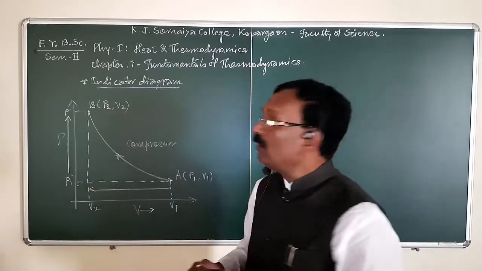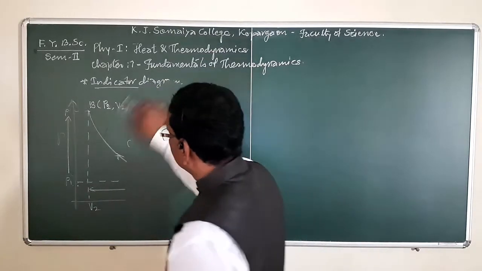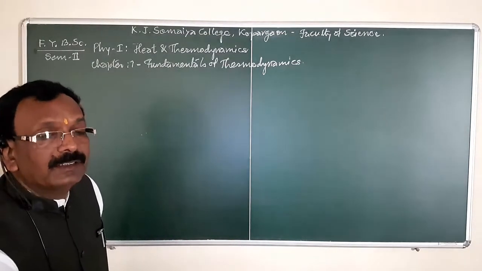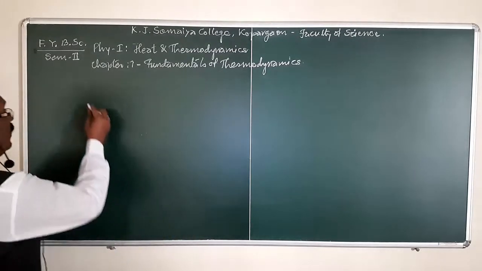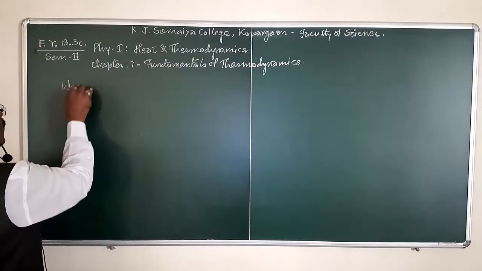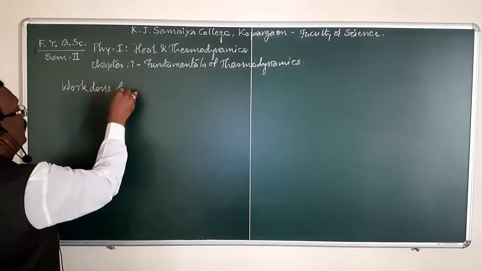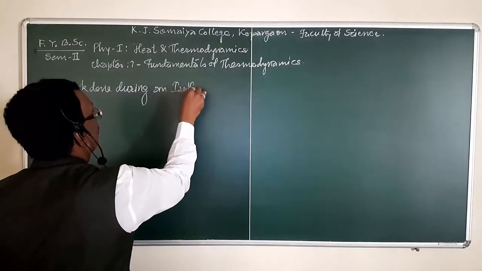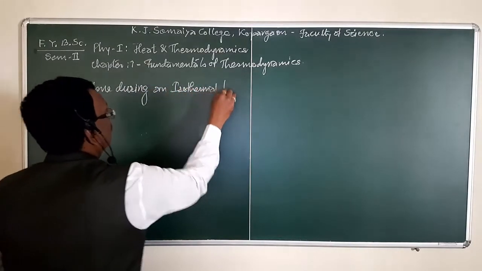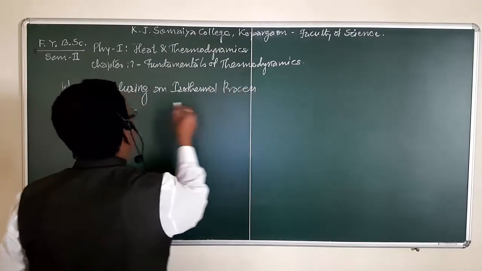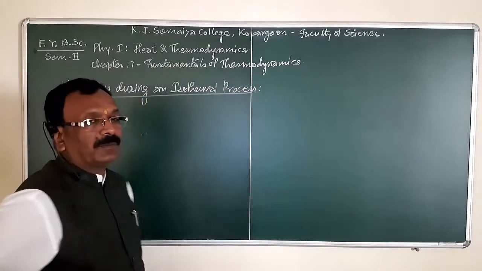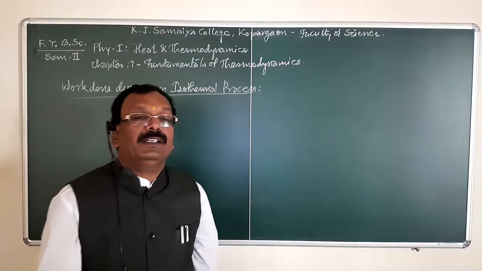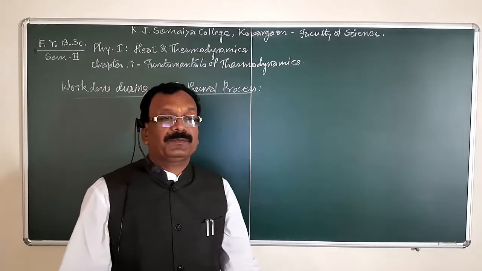Okay. Now, next point, here we are going to calculate the work done during an isothermal change. Work done during an isothermal process. Here we are going to find out the expression for work done during an isothermal process.